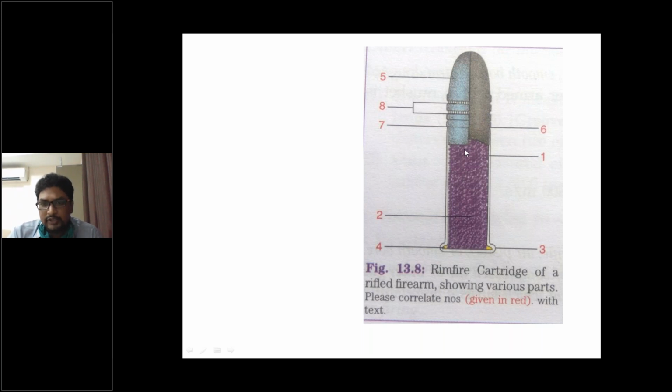On this case mouth, the bullet will sit. Then we can see number 8, which we call the cannelure. No need to remember it. The cannelure consists of elevated projections or rough surfaces that contain lubricants, so that it will lubricate while the bullet is traveling through the barrel. So these are some of the parts of the cartridges.